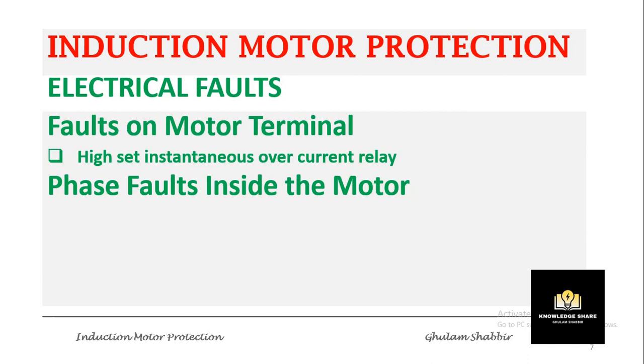The next is the phase fault inside the motor. Protection against phase faults as well as ground faults can be provided using either fuses or overcurrent relays, depending upon the voltage rating and the size of the motor. Most of the motors will be protected by HRC fuses or a circuit breaker. The fuse current should be greater than the starting current of the motor. The fuse operating time should be less than the permissible locked rotor time of the motor.